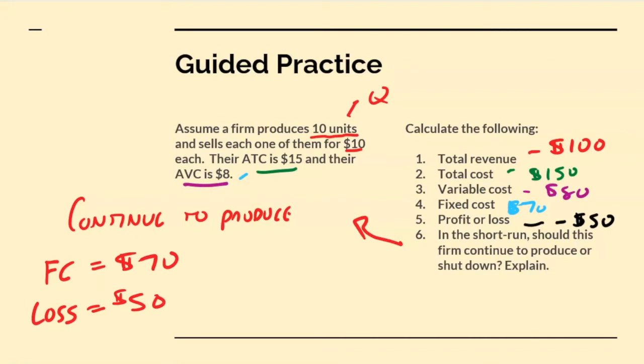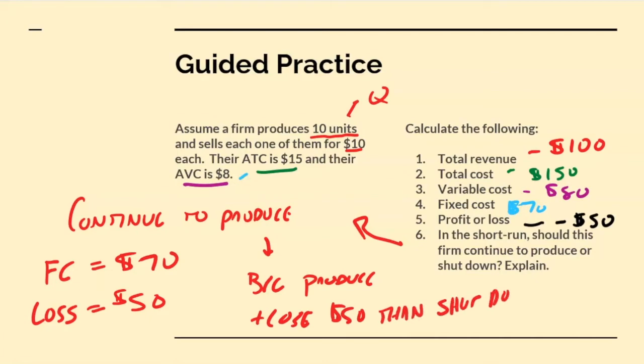And so remember, fixed costs are costs that you always have to pay no matter how much you produce. So even if you shut down, you're still going to have to pay the rent on the building. You're still going to have to pay the utility bills. And so here, in the short run, this firm should continue to produce. Why? Because it's better to produce and lose $50 than shut down and lose 70. Does that make sense to you guys?